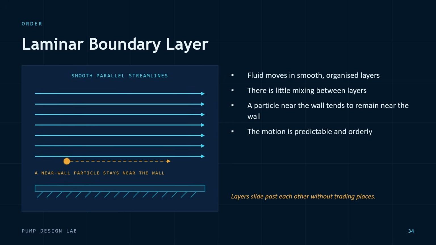Laminar boundary layer. In a laminar boundary layer, fluid moves in smooth layers that slide past each other in an organized way. There is little mixing between layers. A particle close to the wall tends to remain close to the wall, while a particle farther out tends to remain farther out. The motion is quiet, predictable, and orderly. Because this motion is orderly, it has one important benefit: relatively low friction.